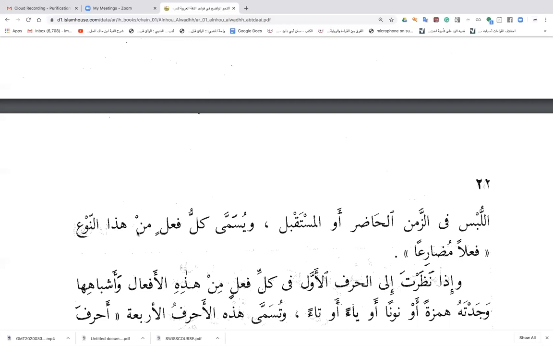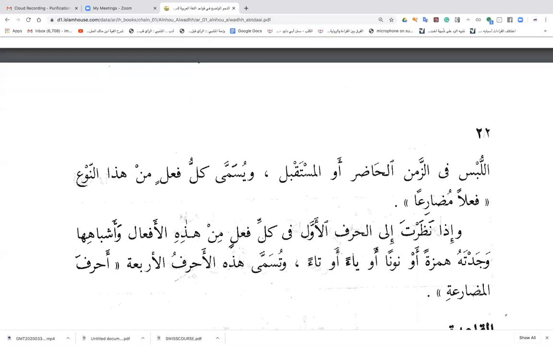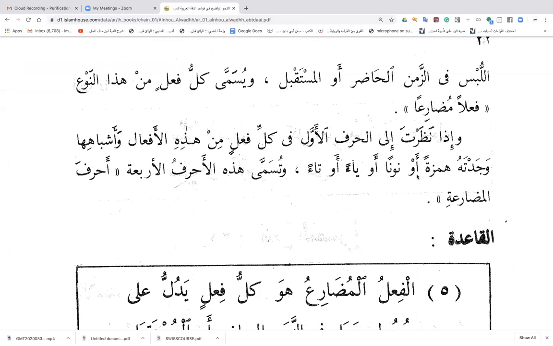ويسمى كل فعل من هذا النوع فعلا مضارعا. And each one of those verbs is called مضارع. And this is really, really important. We talked about this in the foundations of Arabic, but pay attention, guys. This is really important. MashaAllah.